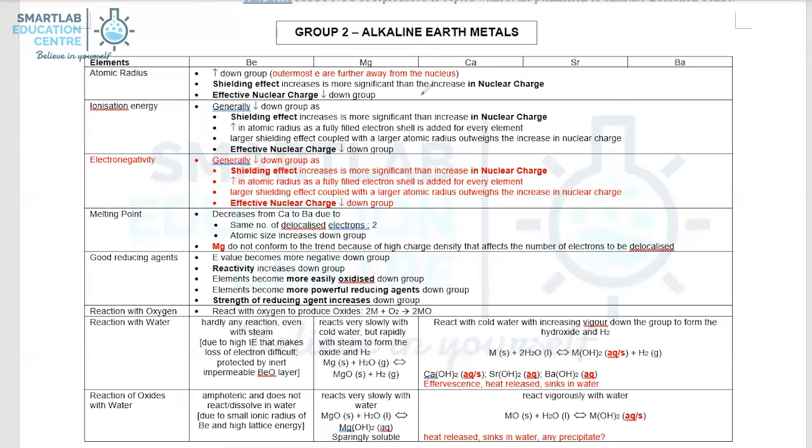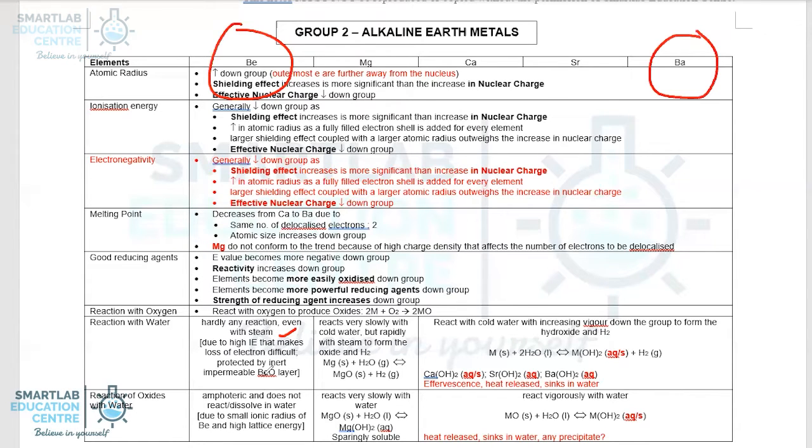So, reaction with oxygen: all of the group 2 metals can react with oxygen to form your oxide, as governed by this equation here. Certainly, barium is a lot more reactive than your beryllium, which is the reason why you find that beryllium hardly reacts with steam. Mindful that beryllium, like aluminium, are very similar to each other. So beryllium easily forms an impermeable inert layer, BeO, that helps to prevent beryllium from reacting with water molecules.